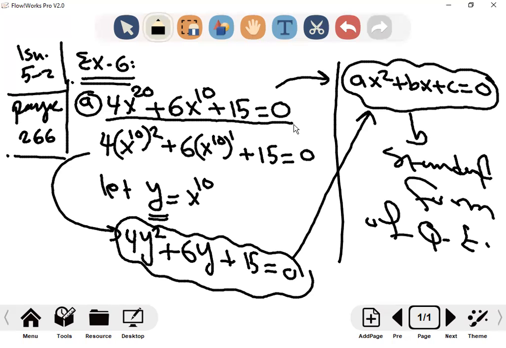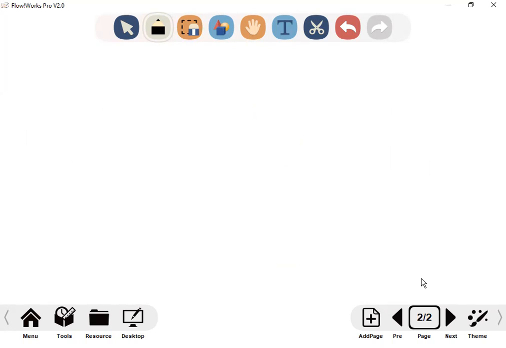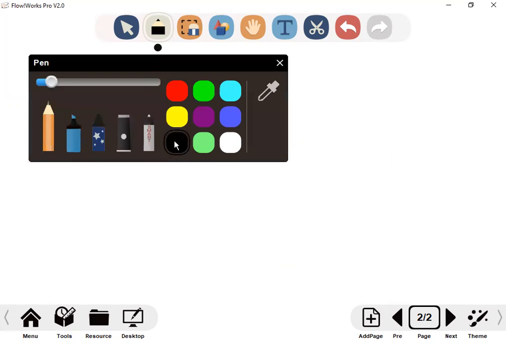See part B. I wrote equal 0. I don't know why. They want us to make it as a quadratic expression only, but it's okay. If you put equal 0, it's a normal quadratic equation. Let's see part B, you will understand it more.